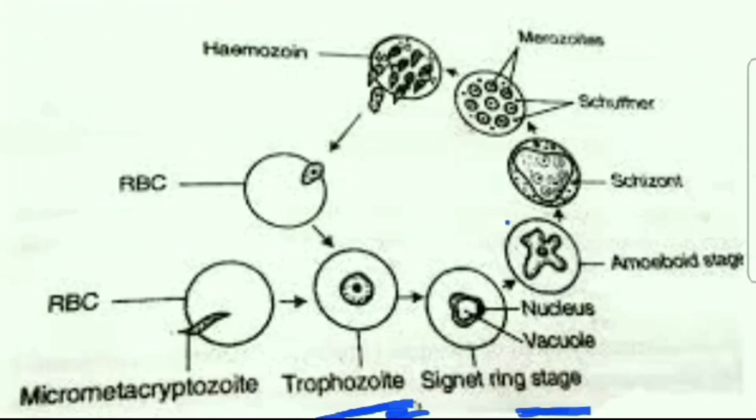The signet ring trophozoite develops into an active amoeboid trophozoite. It sends pseudopodial processes into the cytoplasm of the RBC. At this time, small red eosinophilic granules appear in the cytoplasm of the host corpuscles, which are known as Schüffner's dots.